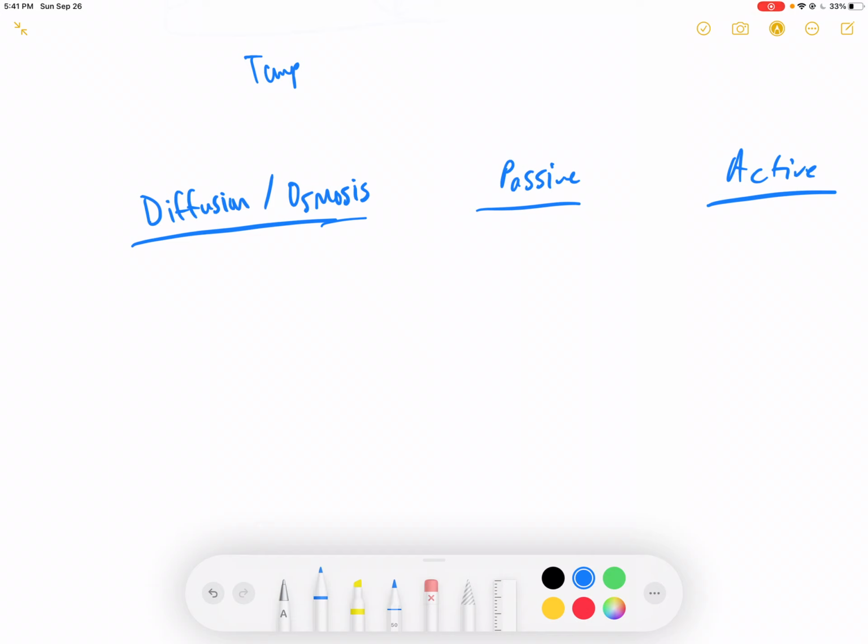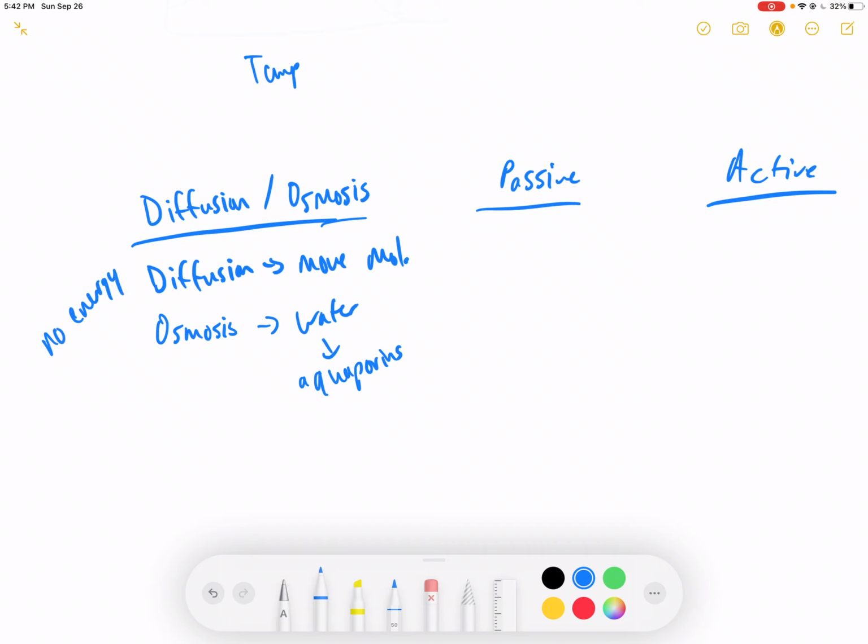Now, diffusion is movement of molecules, while osmosis is with water. Now, water is moved, as we know, through aquaporins in cell membranes. Neither one of these requires energy, and they also go through the concentration gradient.